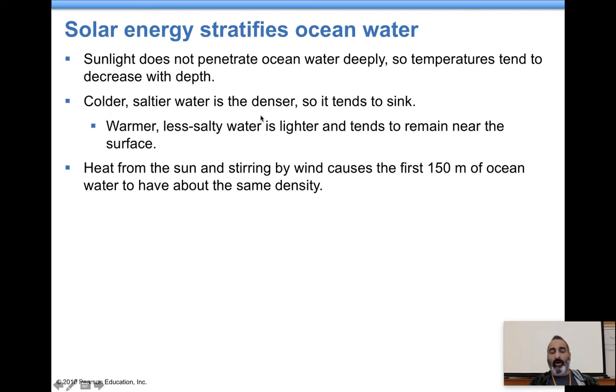Cold, saltier water is denser, so it sinks, it drops. Water at the surface is warmer and less salty. Water that is below is colder and saltier. And why does it sink? Because it's denser. All right, so it drops, it sinks. So currents aren't just sideways, horizontal currents can be vertical, not north, but up and down. Okay.